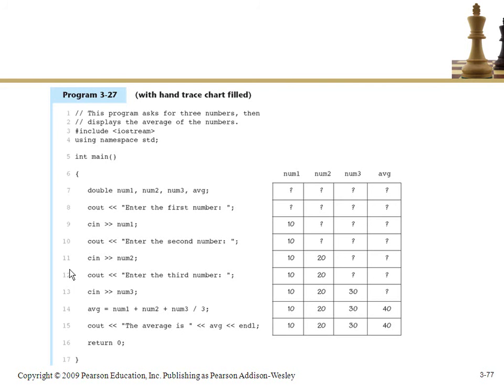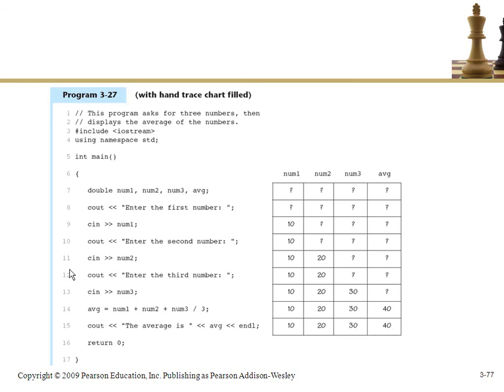The next line, line 12, enter the third number. The value of num1 stays 10, num2 stays 20, num3 and average will stay unknown. Line 13, cin num3 and they key in 30. Num1 stays 10, num2 stays 20, num3 now gets the value 30, and average stays question mark.